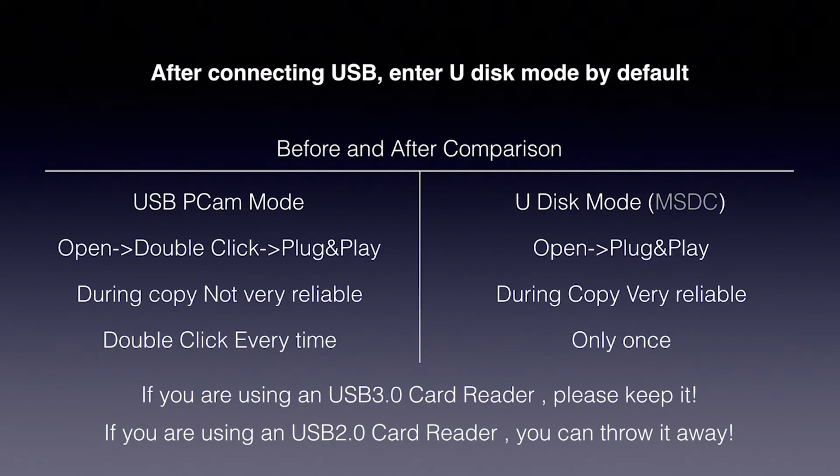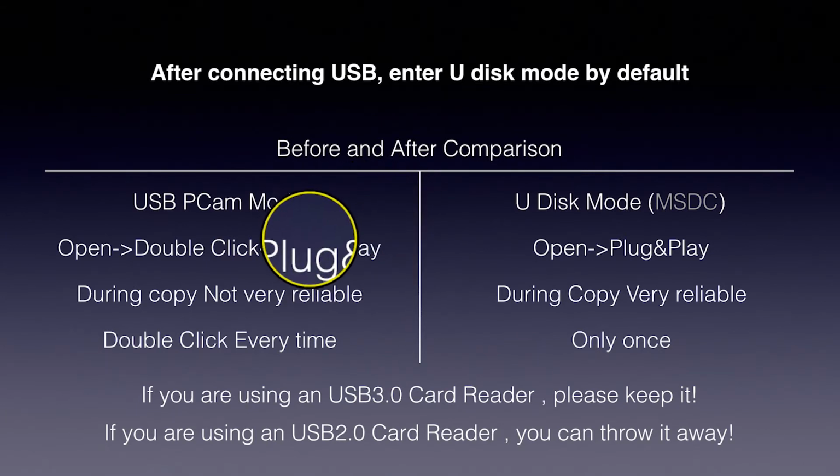The first one is that after connecting USB, it enters UDisk mode by default. And I made this table, a before and after comparison. Before this firmware upgrade, when you opened the QooCam, it would enter the PCam mode, the PC cam mode. If you wanted to enter the UDisk mode, you had to open the camera, and after it is loaded, double click on the button and use the cable to plug and play on the computer.